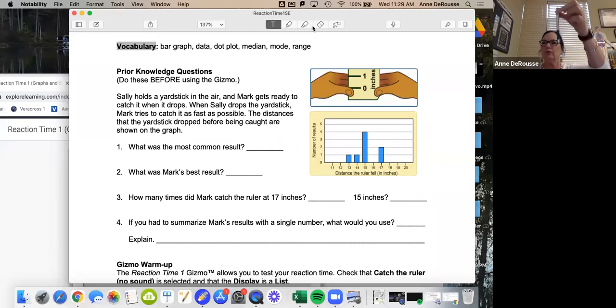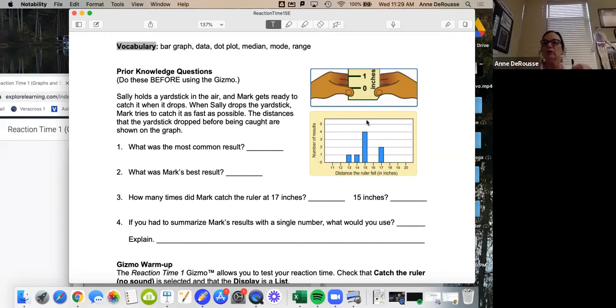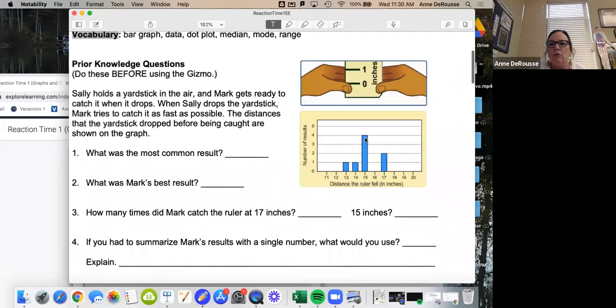Have you ever done this before, where somebody holds a ruler, pretend this is a ruler, and then you have your fingers ready and they drop it and you catch it? Yes. So the lower on the ruler that you would catch, the better that would be, because that meant you caught it faster. Does that make sense? So if you catch it really fast, you might land on 1 or 2 or 3. If your reaction time was slower, you might catch it at 17, 20, 30. So catching it lower is better. So in this graph, what was the most common result?